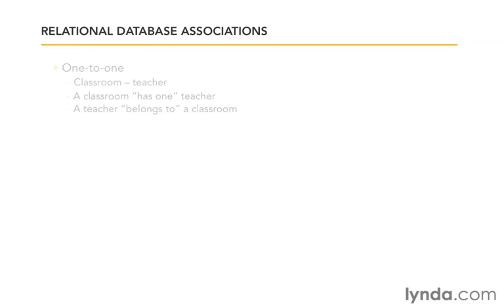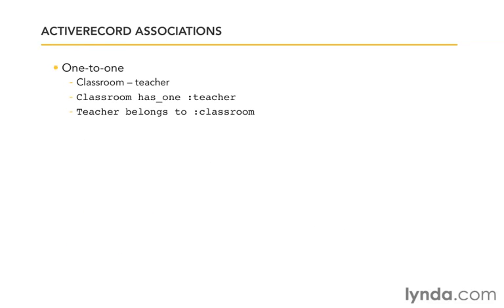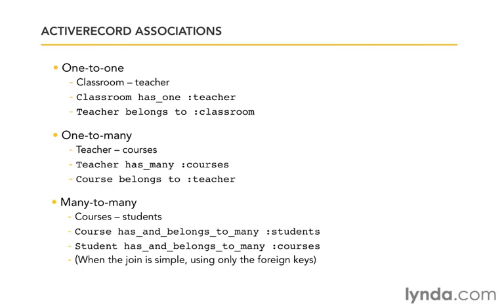So now we've seen all 3 relationship types: one-to-one, one-to-many, and many-to-many. It's no accident that I put quotes around "has one," "belongs to," and "has many." Rails is going to use those same terms as method names. In fact, we're going to have classroom has one teacher. Teacher belongs to a classroom. Teacher has many courses. Course belongs to teacher.